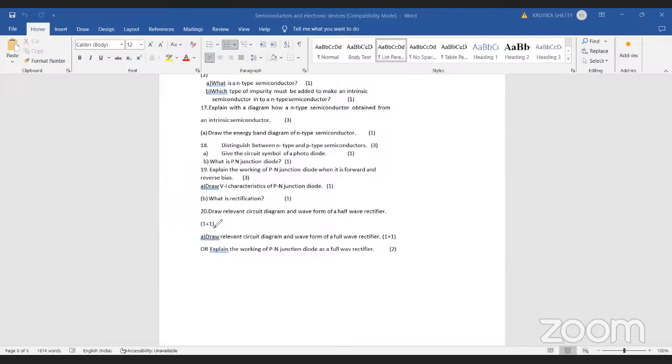The next and last question: explain the working of a PN junction diode as a full wave rectifier or a half wave rectifier. This question can also come. In the working, you explain how the AC is getting converted into DC. The circuit connections are as shown in the figure. First draw the diagram and represent the waveform. Then after that you can start explaining the full wave rectifier as shown in the figure.